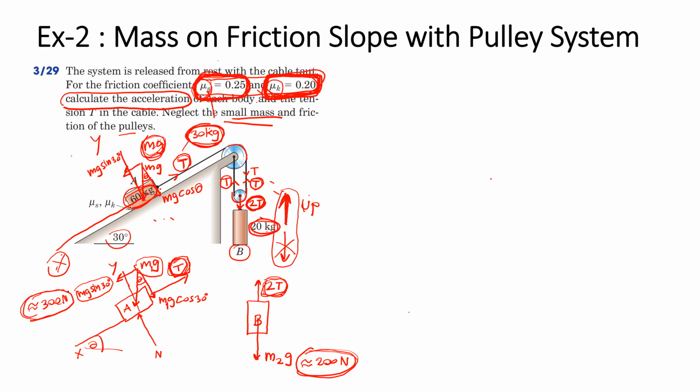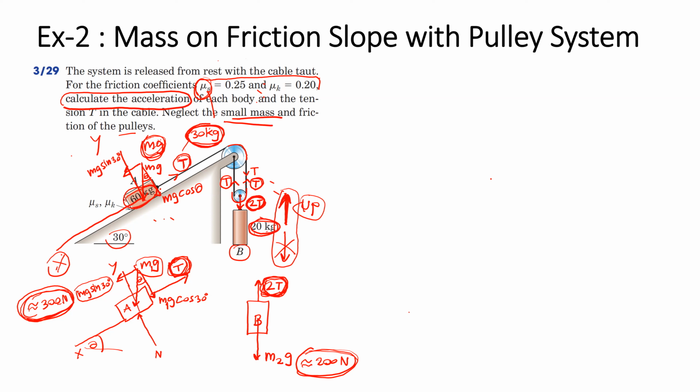The load here is large compared to 1T. On this side, we have 2T upward fighting with just a small load, 200 Newton. So by engineering sense, the mass A should go downward and the mass B should go upward, if we need to assume the motion of the system. But we still didn't consider the effect of friction.